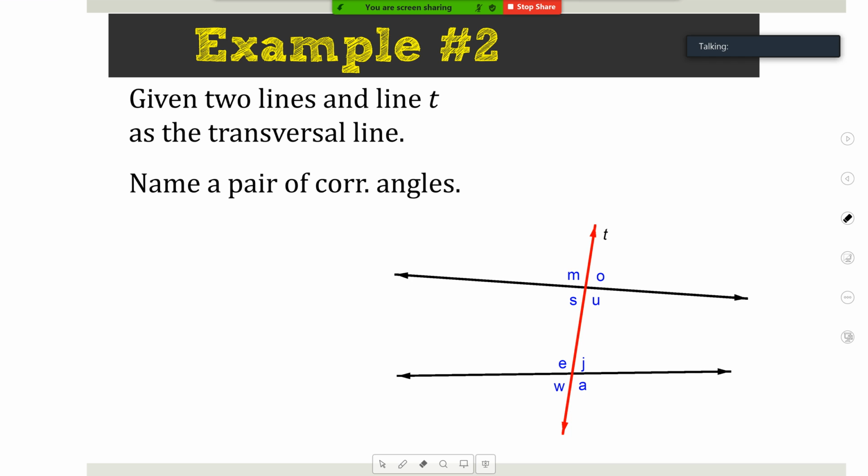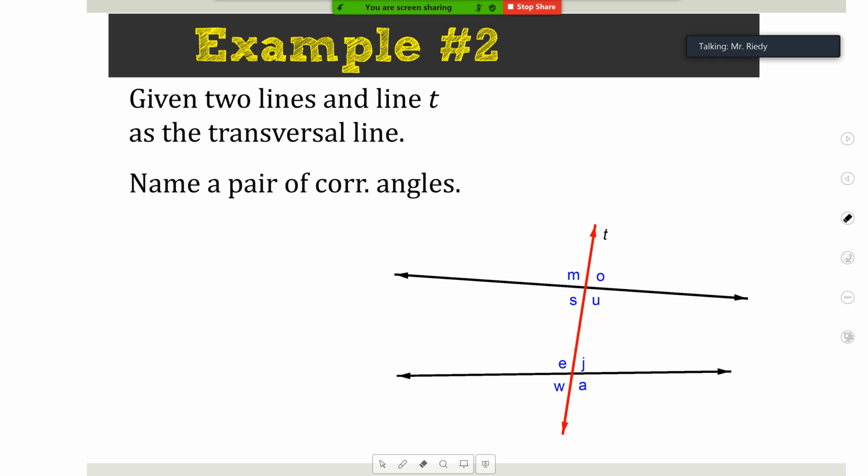E and M. E and M are corresponding angles. Good. Upper left, upper left. Give me the other 3 pairs, please. J and O. Yeah. A, U, and W, S.